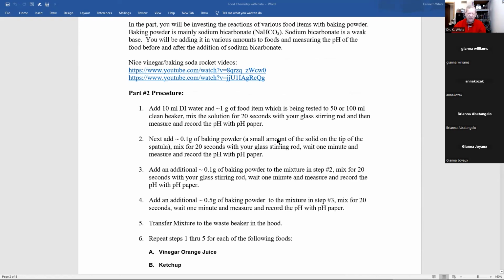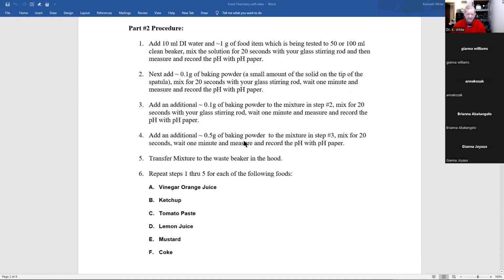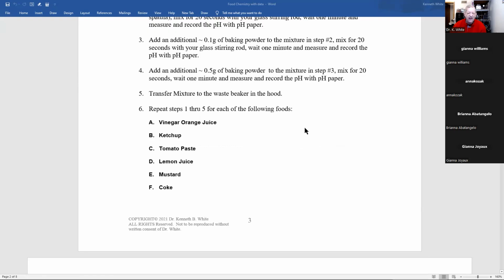And for all these, the procedure is the same. You'll take about 10 milliliters of DI water, about a gram of the food, put it in a beaker, mix it up, then measure the pH. Then you'll add some baking powder, stir it, measure the pH, add some more, and then add a lot more. And then put it in the waste beaker, or for really, we dump it down the sink. It's not hazardous.